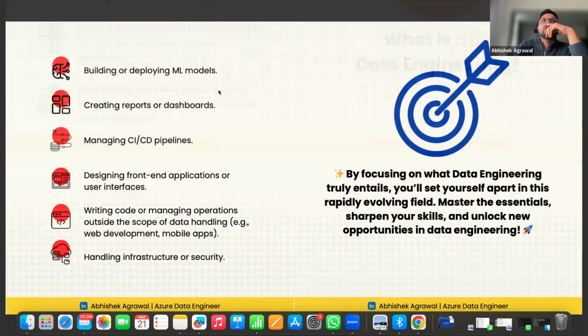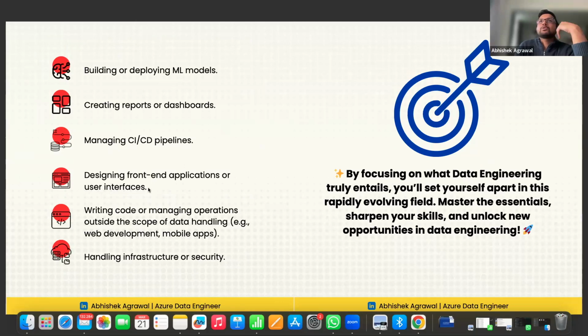What will a data engineer not do? A data engineer will not build the report. A data engineer will not build the ML dashboard. A data engineer will not do the CI/CD, which is the DevOps engineer's job. The third one is the DevOps engineer's job. The first one is the ML engineer or data scientist's job. The second one is the data analyst's job, right?